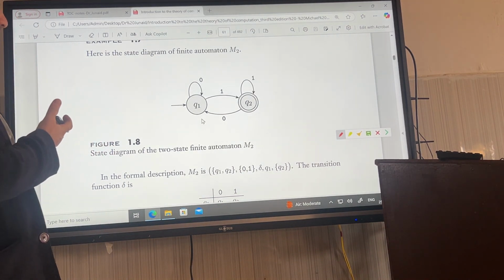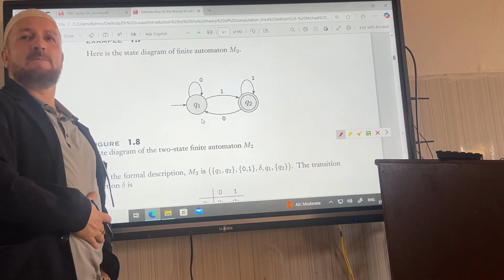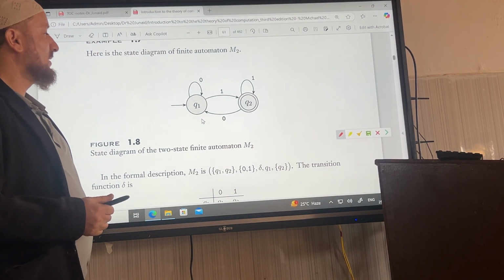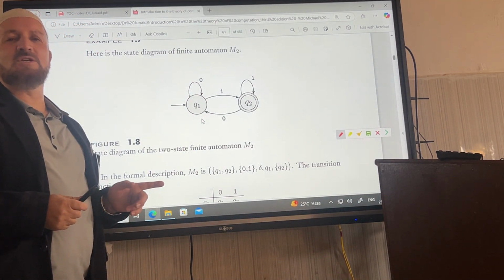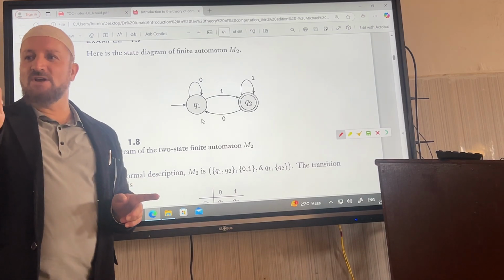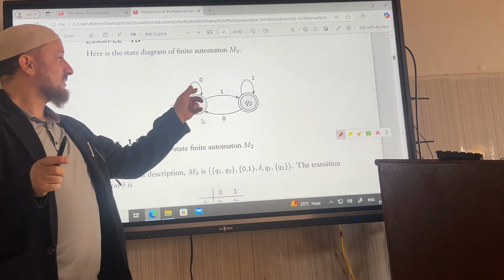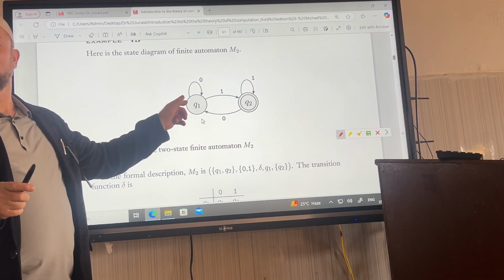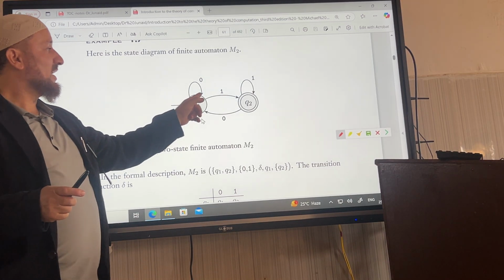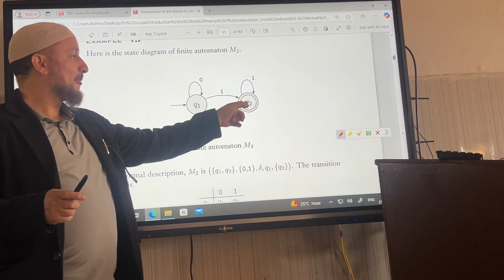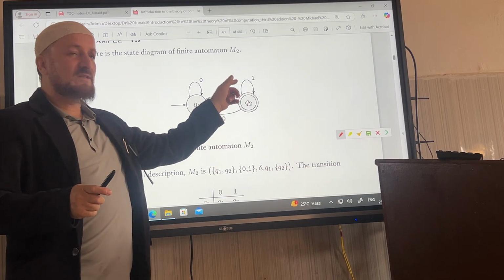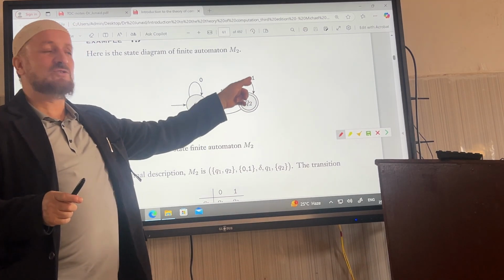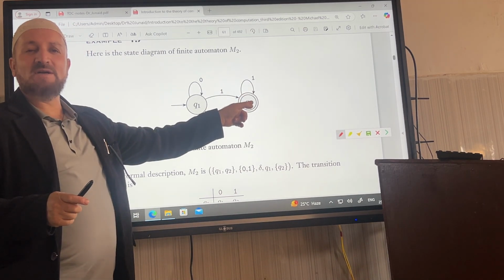Anything that ends with one. माइकल सिप्सर आप सामने हैं. Any string that ends with one. Start from this. What is happening with the zero? उधर ही रहेगा. So if string starts with zero, it will stay in अपने में ही, so it won't be accepting. Start, and the moment the one comes, it accepts.